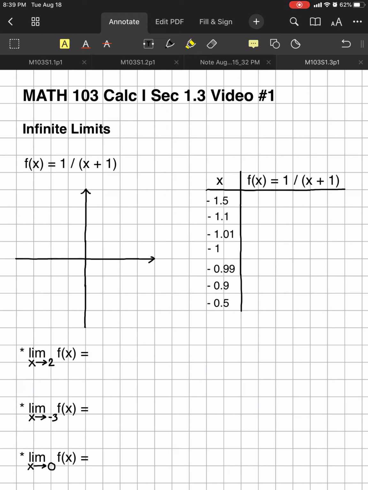So what I would like for you all to do is pause the video, fill out a table to plot the values, including the ones that I've got to the right, but also including other ones. All right, and when you're done with that, we'll be back and we'll go ahead and continue.